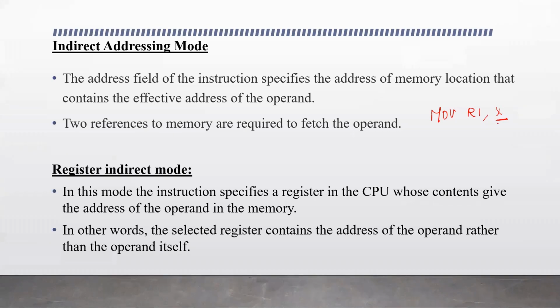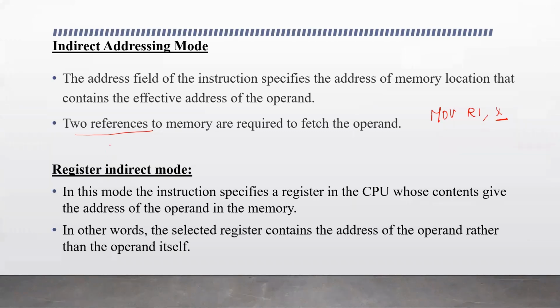So we need a memory access to locate the effective address and another memory reference, using that effective address, to locate the operand. Second memory reference. So two references to memory are required. So it is quite time taking when we compare it with the direct addressing mode. And of the other addressing modes we have discussed, it is the most time taking.